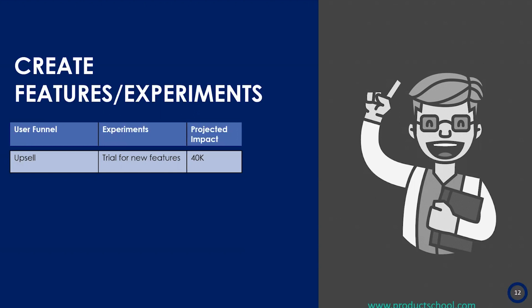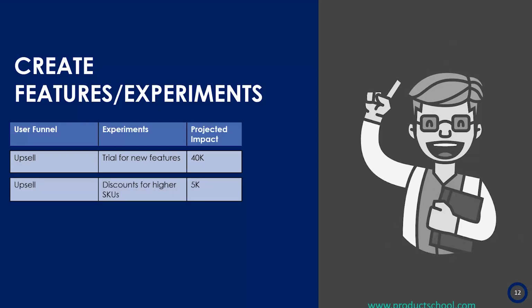Here I've put in an example of dollar amounts, but it could be very different for your organization. So going back to the table, we have upsell. I'm probably going to have users try new features, and I'm projecting a 40K impact of this. The second also I have identified as upsell. Looks like we have a lot of problems in the upsell area at this point.